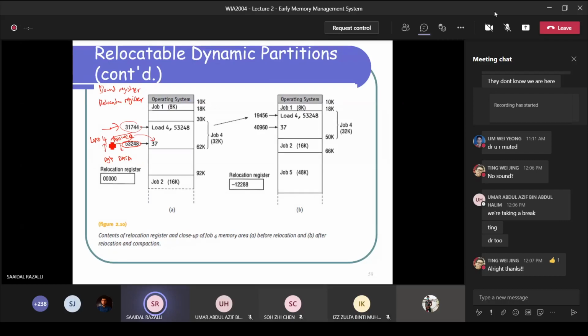Register 4, unlike the bound or other registers, is a working or computation register, used to load the answer, which is 37. So the location address 31744 holds an instruction: load register number 4 with the value at address 53248.